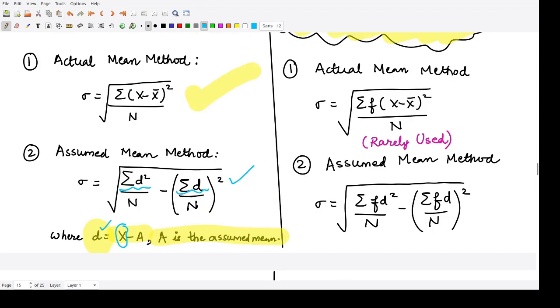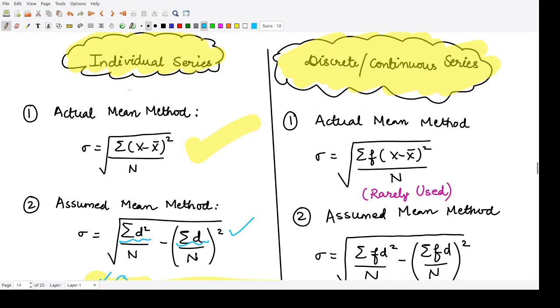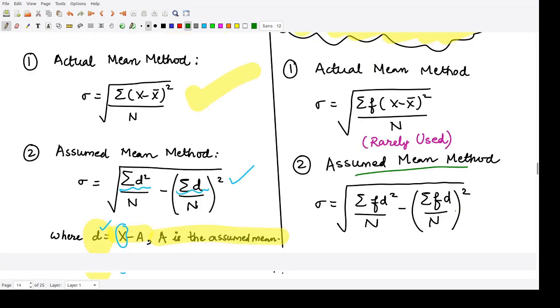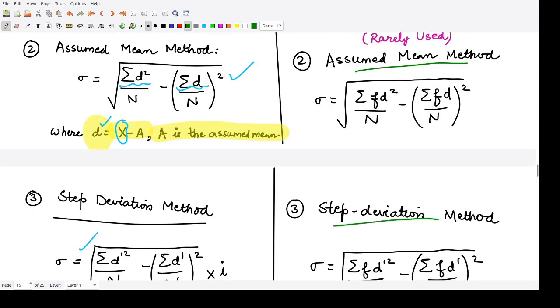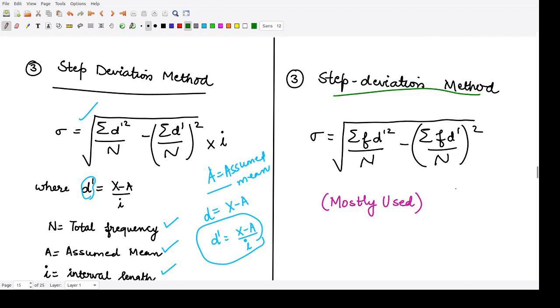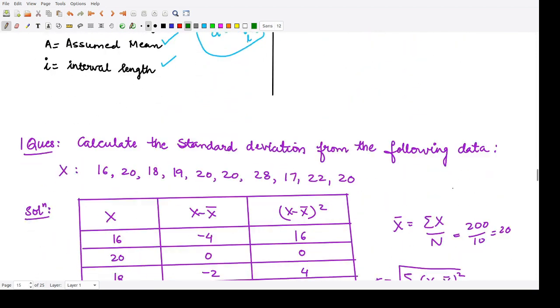And for the discrete or the continuous series, we have these three formulas. The formulas are the same, but the calculation method would be somewhat different. So the first method is the actual mean method. This method is rarely used in practice. The second method is the assumed mean method, and the third one is the step deviation method. This is the one which is mostly used in most of the calculations.